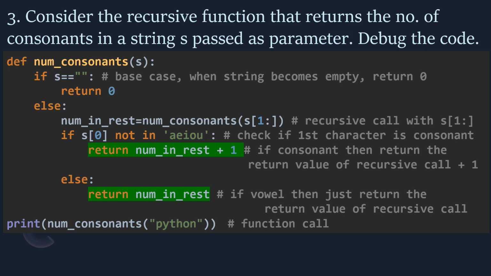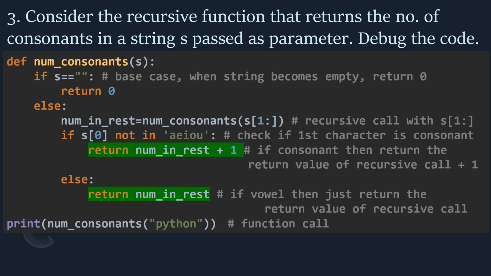If the first character is a consonant, then it has to return num_in_rest plus 1. That means num_in_rest is the returned value of the recursive call, and that one added with plus 1. That means a consonant value will be increased by 1. Else return num_in_rest. That means if s[0], the first character, is not a consonant, that means it's a vowel, then just return the return value of the recursive call.